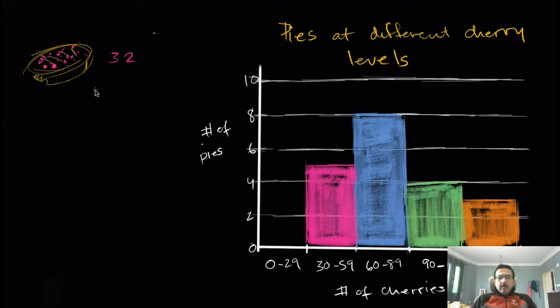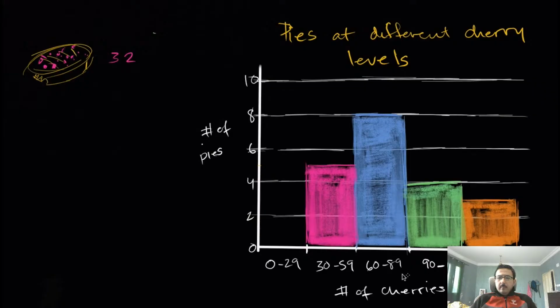And then you created buckets, because you don't want to create just a graph of how many have exactly 32. You just want to get a general sense of things. So you create buckets of 30. You say, how many pies have between 0 and 29 cherries? How many pies have between 30 and 59, including 30 and 59? How many pies have at least 60 and at most 89 cherries? How many pies have at least 90 and at most 119? And then how many pies have at least 120 and at most 149? And you know that you don't have any pies that have more than 149 cherries.